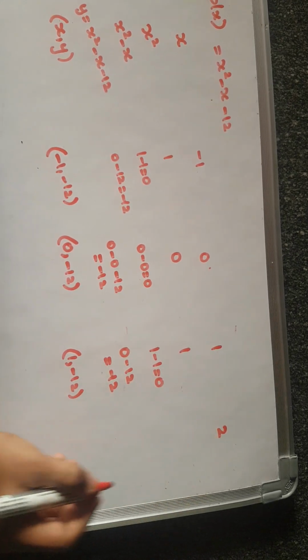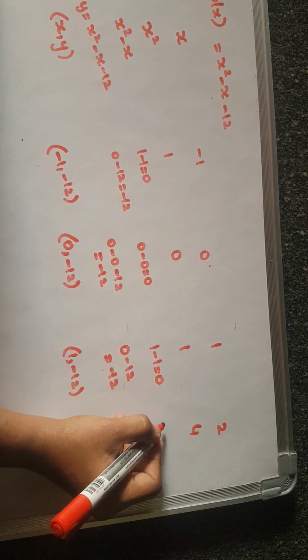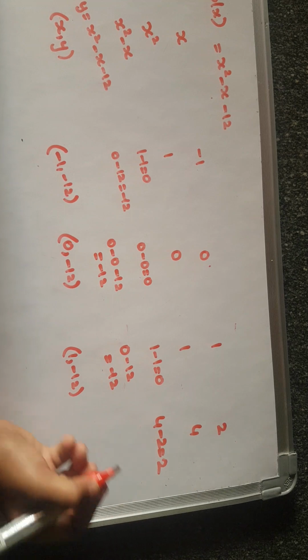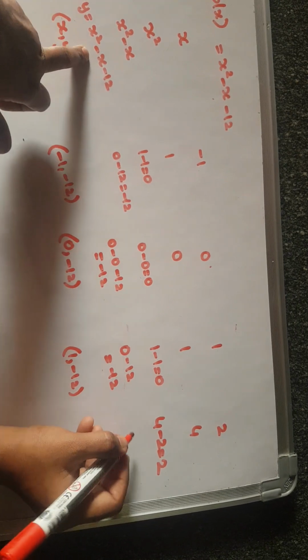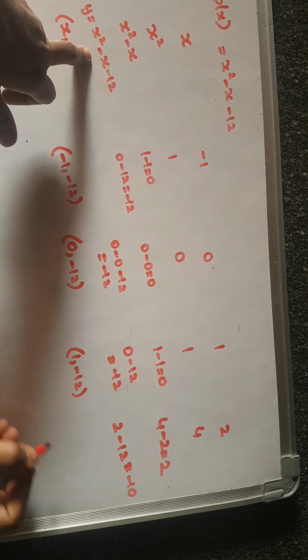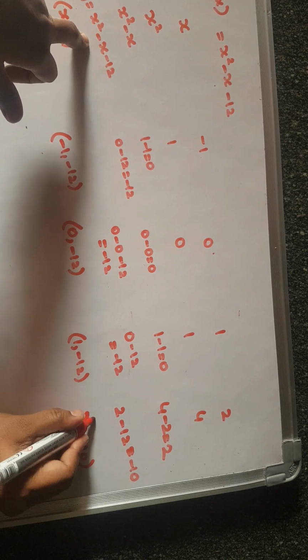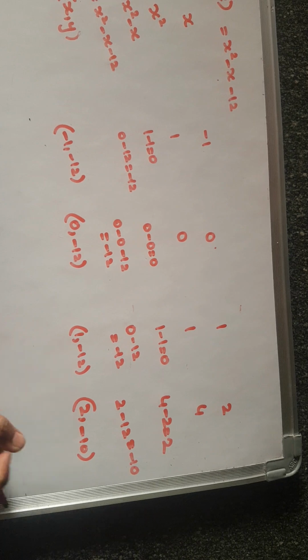Now take 2. 2 means 2 squared is 4. x squared minus x means 4 minus 2, this value is becoming 2. Then 2 minus 12, what is the value becoming? Minus 10. So when you take 2, the value is becoming minus 10.